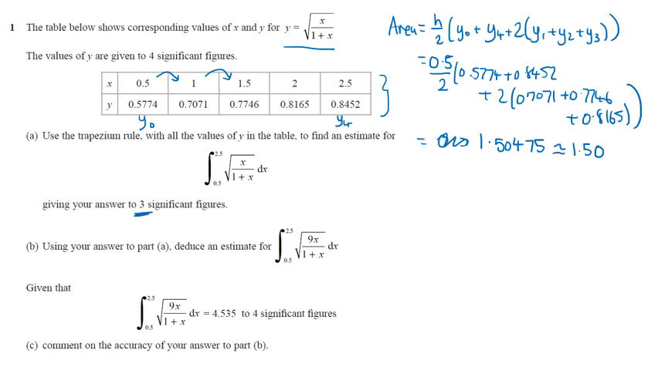Use your answer to part A to deduce an estimate for this. Well, we've got an extra factor of 9 in there, so we can split that third up and write this as root 9 times part A. Root 9 is of course 3, so all we want is 3 times part A, so 3 times, and we'll use the full value, 1.50475. So that gives us a value of about 4.51.